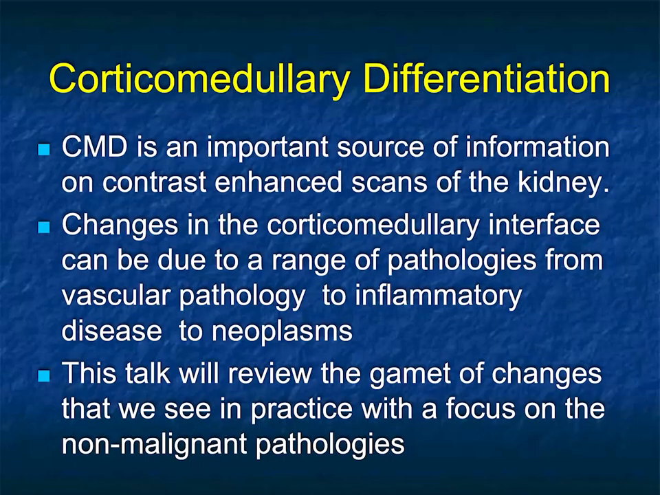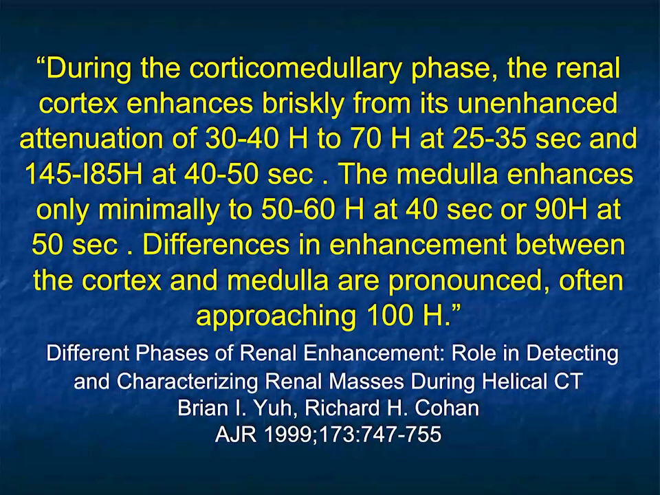Corticomedullary differentiation is important, and I really like that phase because it shows a range of pathologies from vascular pathology like renal artery stenosis or even potentially renal vein thrombosis to inflammatory disease, be it pyelonephritis or infarcts, to a range of neoplasms from clear cell renal cell carcinoma to oncocytomas to papillary renal cell carcinomas. And we're going to think about these changes in this talk again, focusing on non-malignant pathology.